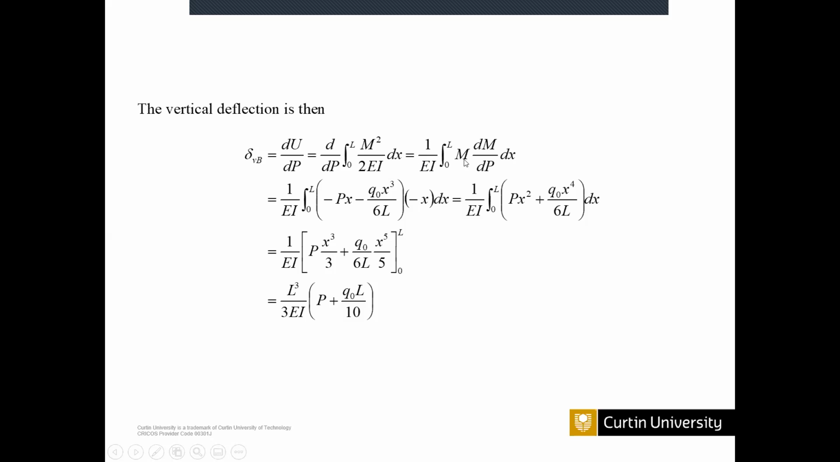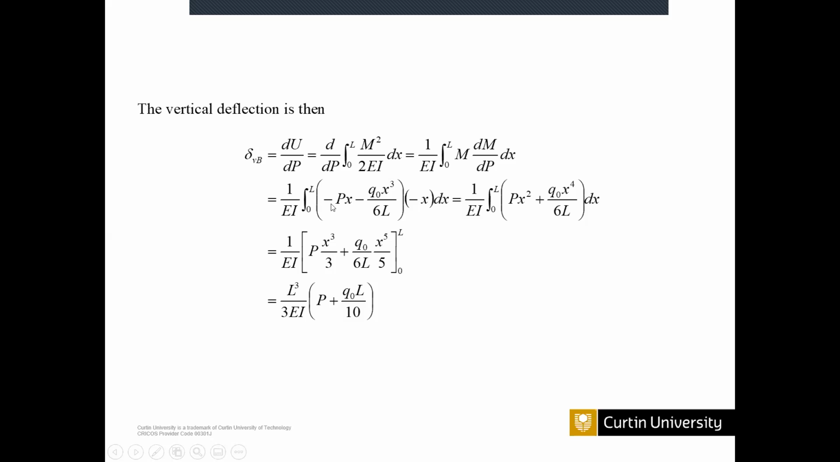So now what we can do is substitute the bending moment here. We already found the bending moment equation, and we already know the first derivative of the bending moment with respect to P. So now we can substitute. This is the bending moment equation. This is the first derivative with respect to P. And the limit is 0 to L. X goes from 0 to L. So then, it is already differentiated, so you can integrate it.